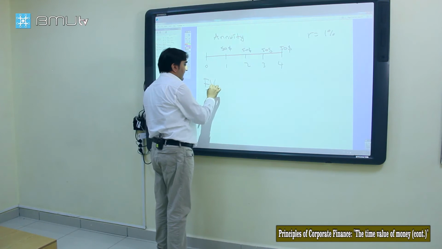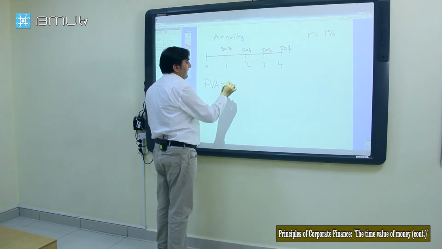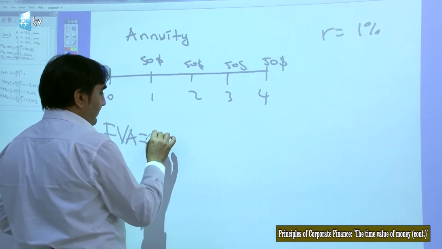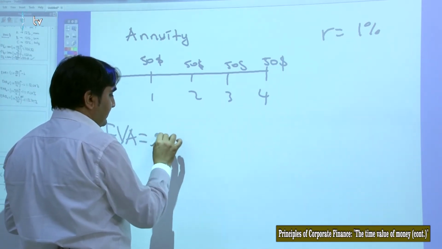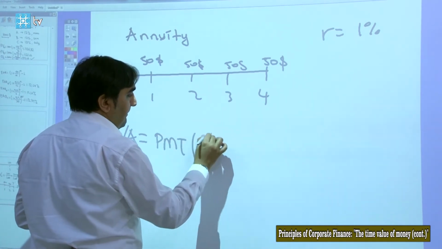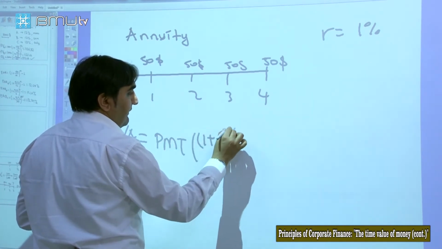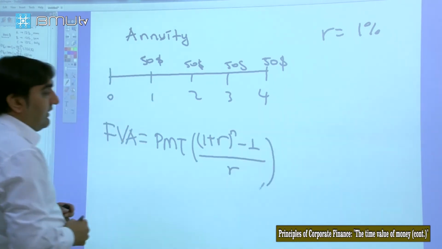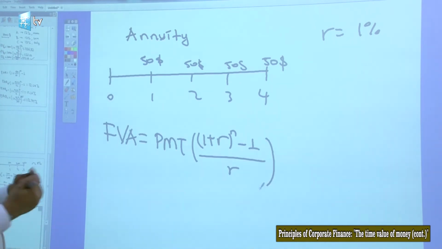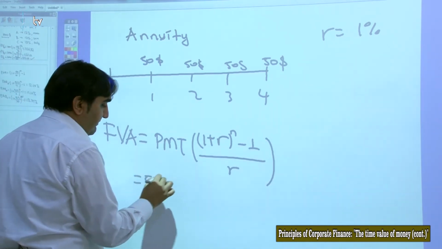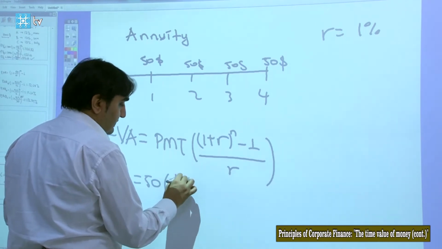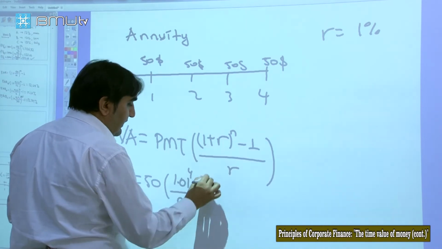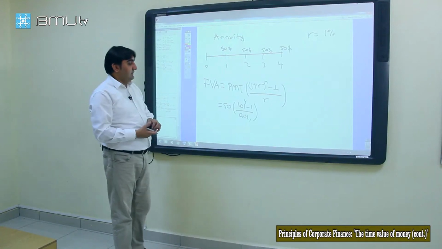The future value of an annuity is calculated with a formula: payment times (1 plus rate) to the power of n, where n is the number of periods, minus 1, divided by r. So applying our formula, we can easily find the future value of our $50 payments.